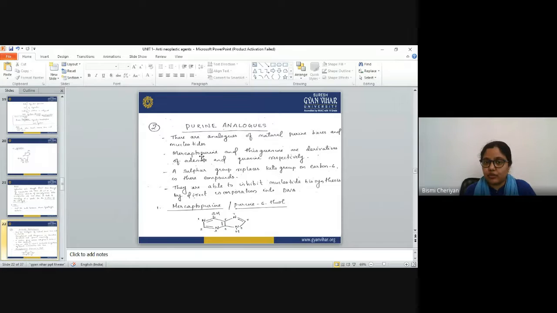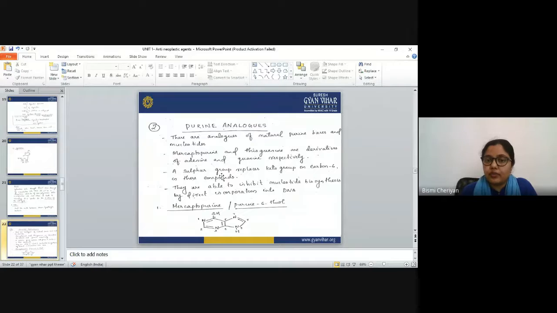Mercaptopurine and thioguanine are derivatives of adenine and guanine respectively. So mercaptopurine is a derivative of adenine, and thioguanine is a derivative of guanine. These two drugs come in the category of purine analogs, and mercaptopurine and thioguanine are very, very important drugs.